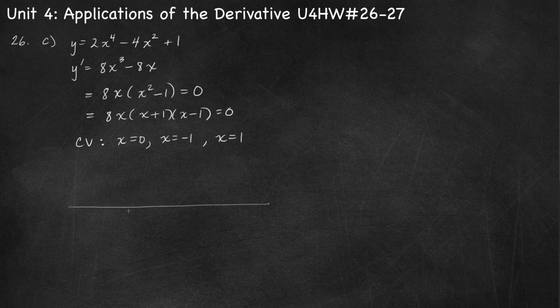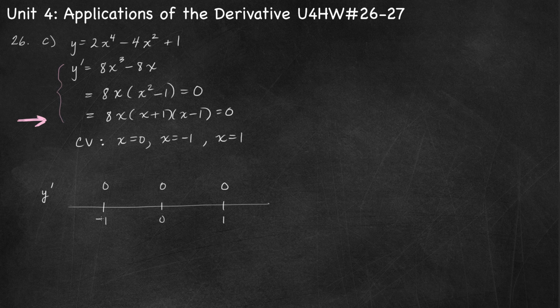So I'm going to place my critical values on a number line. So we have negative 1, 0, and 1. And what's happening to y prime at those values? Well, y prime is equal to 0 at each of those values. And now we're going to pick some test points and see whether they make the derivative positive or negative. So my derivative equation is here. I'm going to use the one that is completely factored for my test points.